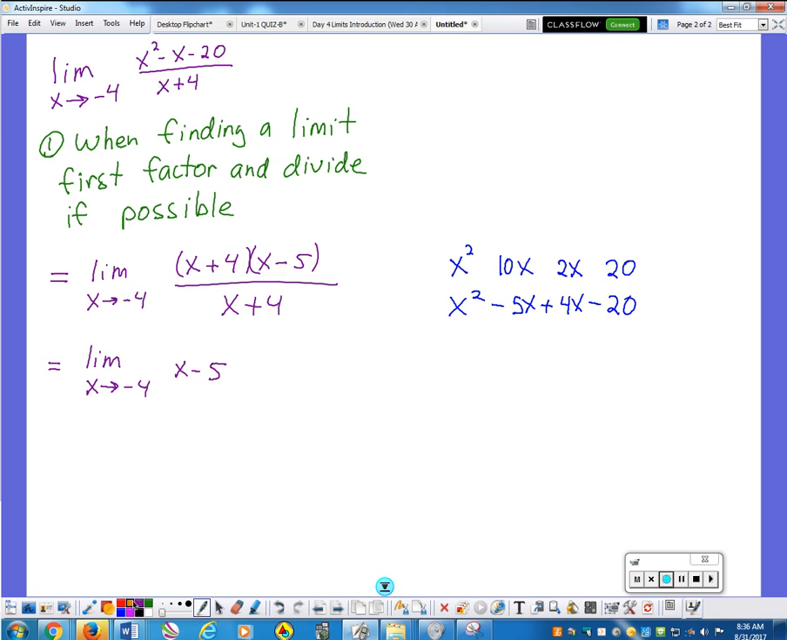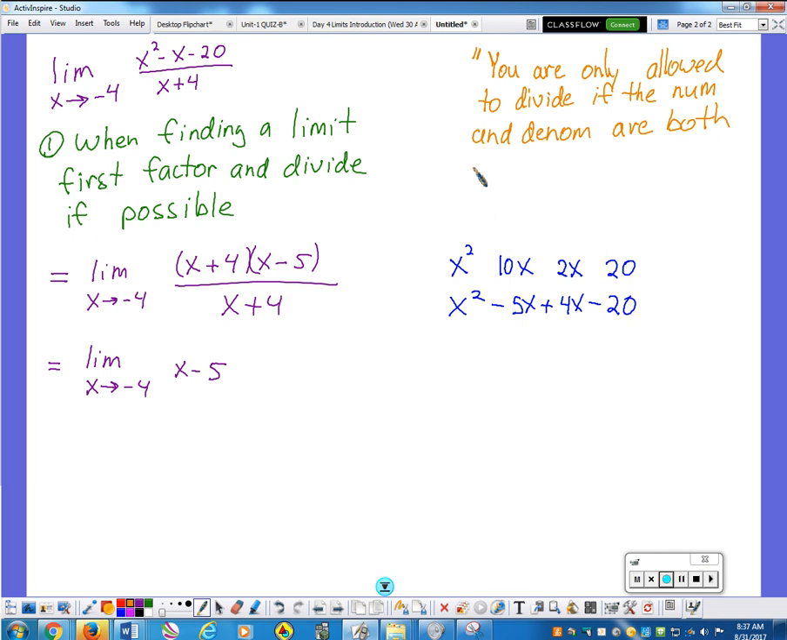Put this in your notes, please. This has been a mistake over the years that I just don't want you to make, so just write this down: you are only allowed to divide if the numerator and denominator are both in factored form and you are dividing common factors.